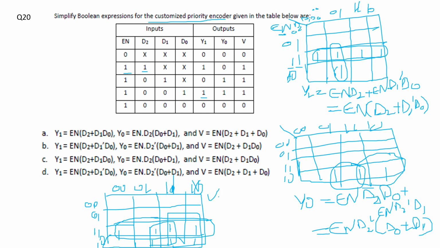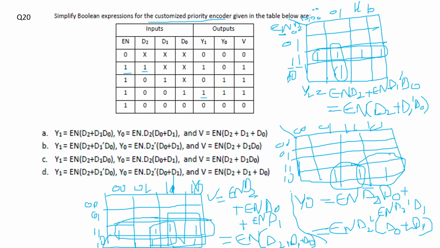So we'll get the function v is equal to en d2 plus en d1 plus en d0. So this is equal to en times d2 plus d1 plus d0. So y1 is equal to enable d2 plus d1 bar d0. y0 is equal to en d2 complement times d0 plus d1, and v is equal to en times d2 plus d1 plus d0. So option D is the right answer.